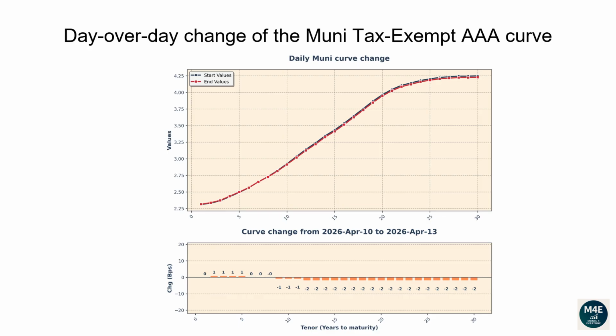The one-year tenor changed 0 basis points. The 2-year tenor changed 1 basis point. The 5-year tenor changed 1 basis point. The 10-year tenor changed -1 basis point. The 20-year tenor changed -2 basis points. The 30-year tenor changed -2 basis points.